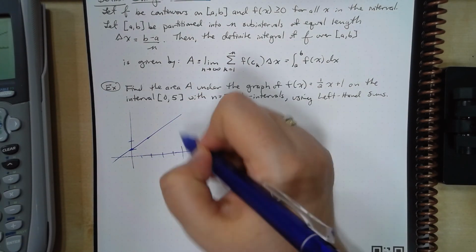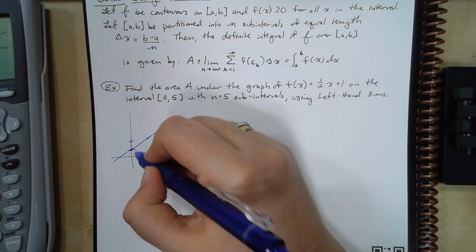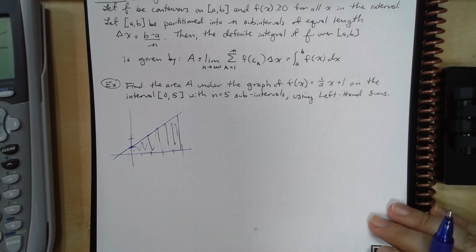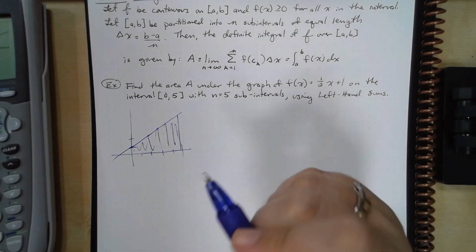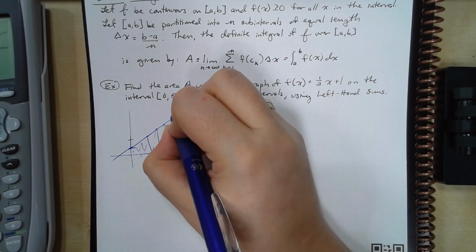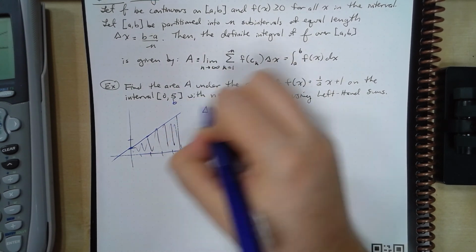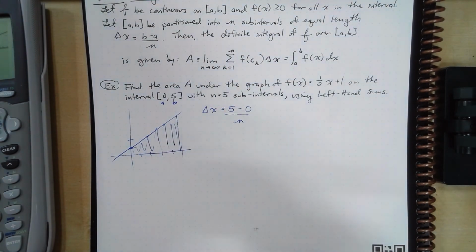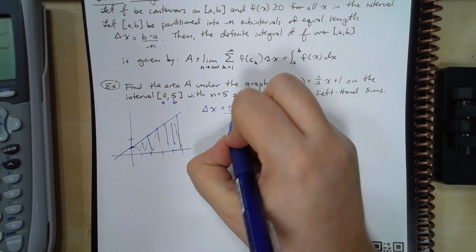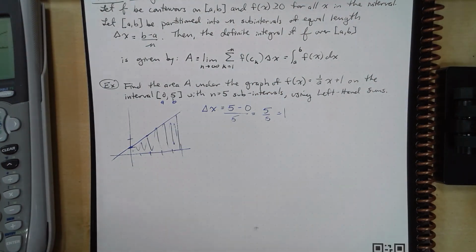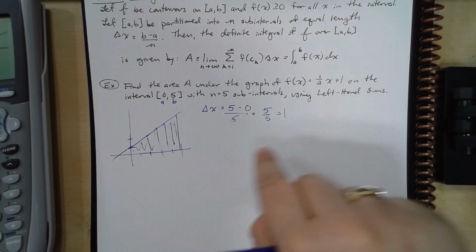So from 0 to 5, we want to find this area right here using Riemann sums with a left-hand sum. So we're going to first find delta x. Delta x is going to be equal to b, which is 5, minus a, which is 0, over n, which was given to us, which is 5. So 5 over 5 is, of course, equal to 1. Okay, so that means that the interval between each of ours is going to be equal to 1.